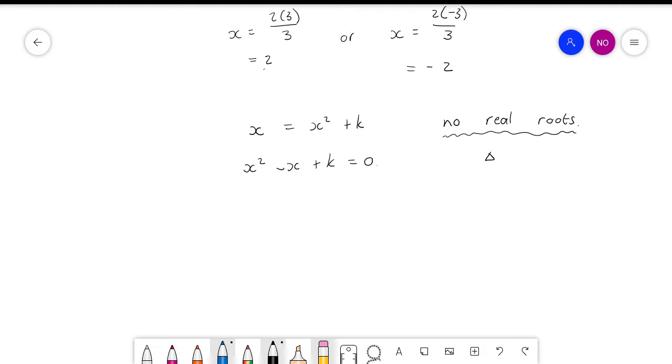What must the value of the triangle be for you to write down no real roots? It must be a negative value.